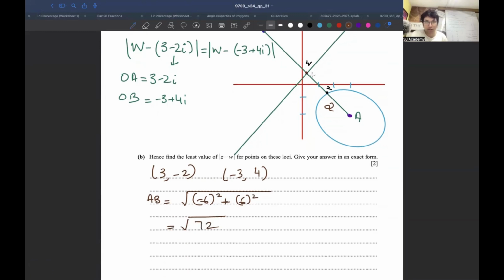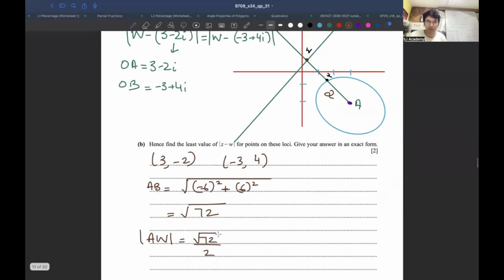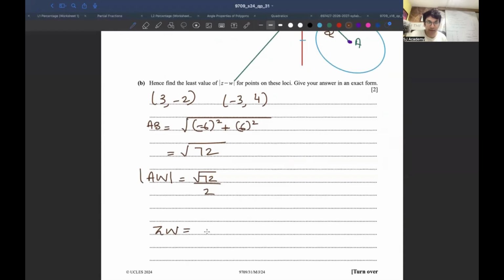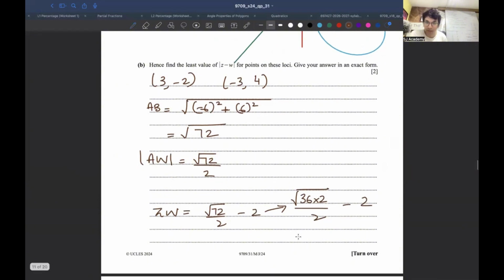So the length of, let's say, A till W, the distance A till W will be √72 divided by 2, and then I will subtract 2 from this answer to find the least distance of z and w. So the distance of zw will be √72 upon 2 minus 2. Now in the mark schemes, the answer can be given like this. So they put it in simplified form. √36 is 6, so this will become 6√2 upon 2 minus 2. And the answer will be given as 3√2 minus 2. So this will be the least distance.